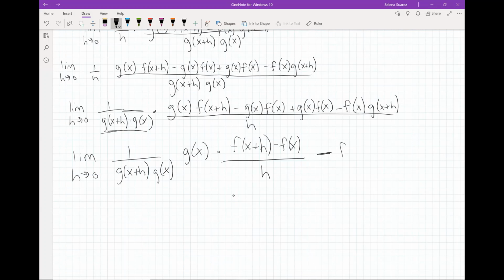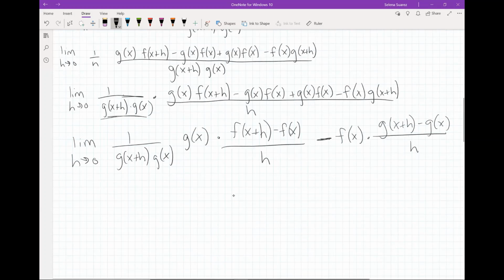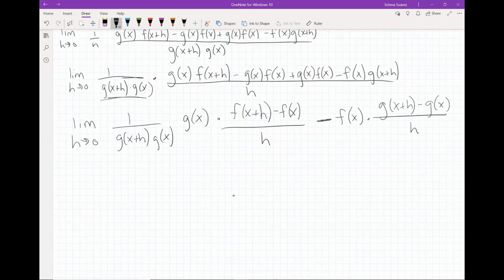So the next one's going to be, if I pull out an f of x, times, and then here would now be g of x plus h minus g of x over h. Okay. So we have this, and using properties of limits, actually let me rewrite this as the limit as h approaches 0 of f of x plus h over g of x plus h g of x. Actually, let me write this also separate. So I have the limit as h approaches 0 of 1 over g of x.